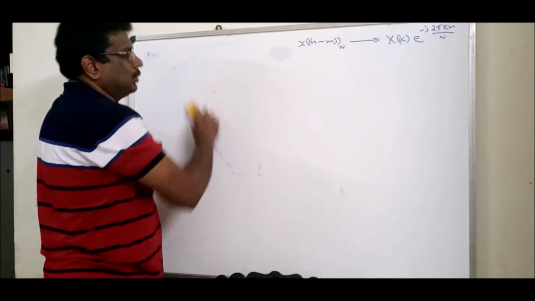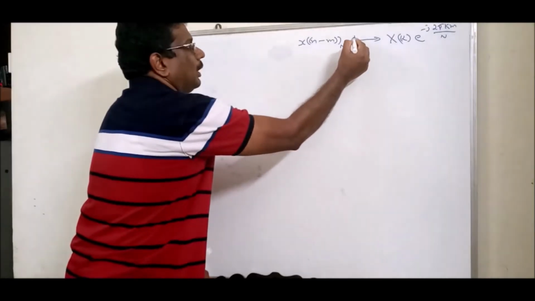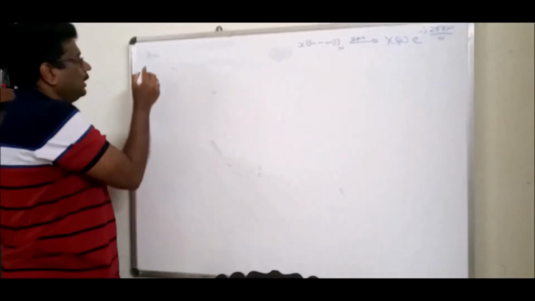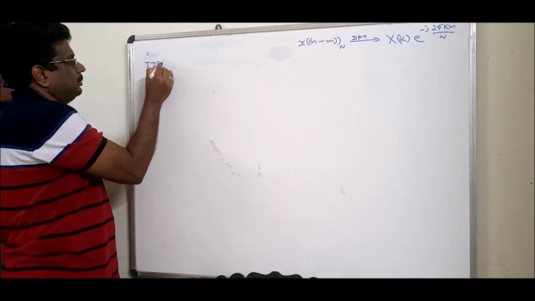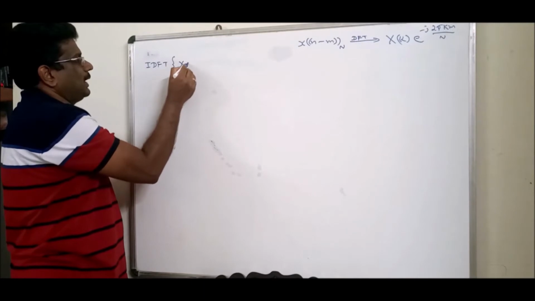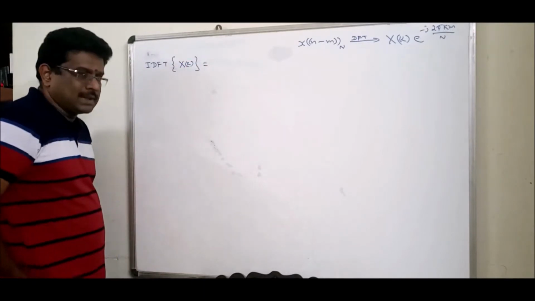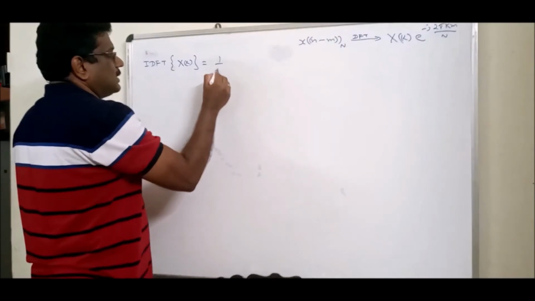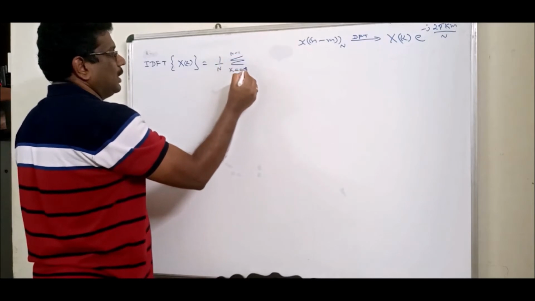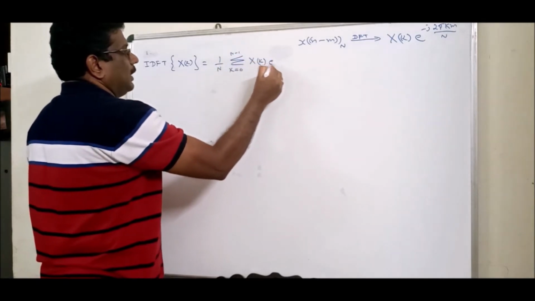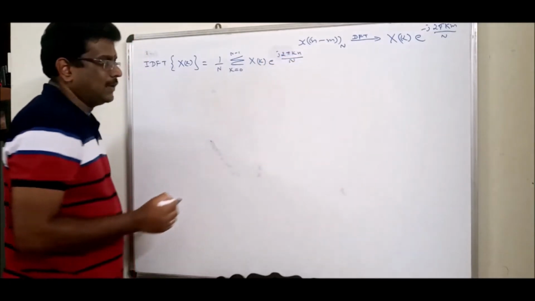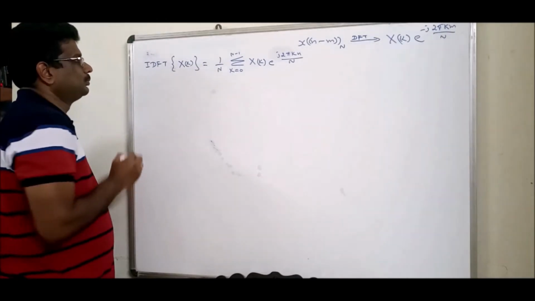Now we would like to prove this particular time shift property. Let us prove it. Let me start from IDFT. What is IDFT of X of k? Obviously it is x of n, which is 1 by n summation k equal to 0 to n minus 1 X of k e power j 2 pi kn by n, which is the IDFT formula which we know.